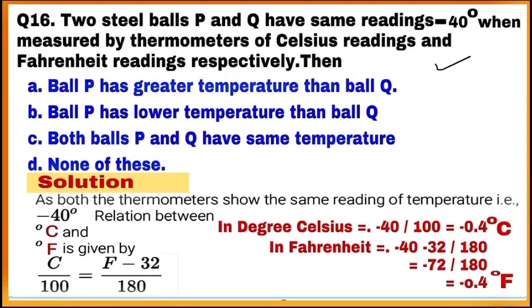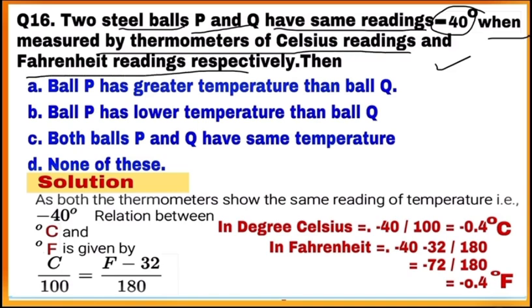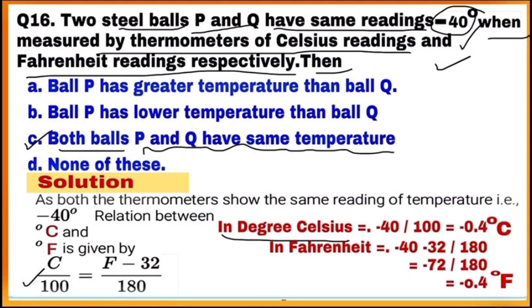Question number 16. Two steel balls P and Q have same readings minus 40 degrees when measured by thermometers of Celsius readings and Fahrenheit readings respectively. Then answer is C. Both balls P and Q have same temperature. Put this value minus 40 degrees in this formula and calculate the value in degree Celsius and in Fahrenheit. Answer is minus 40 degrees Celsius and minus 40 degrees Fahrenheit. So here both balls P and Q have same temperature at minus 40 degrees.